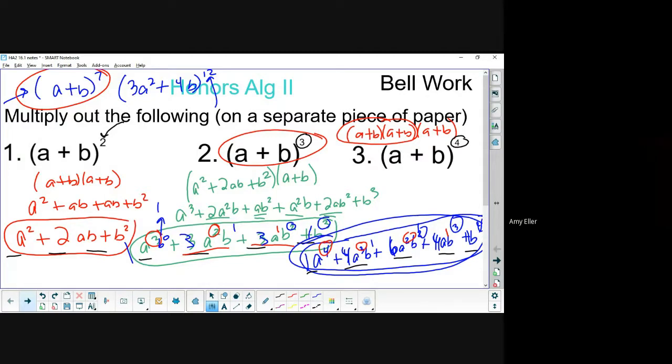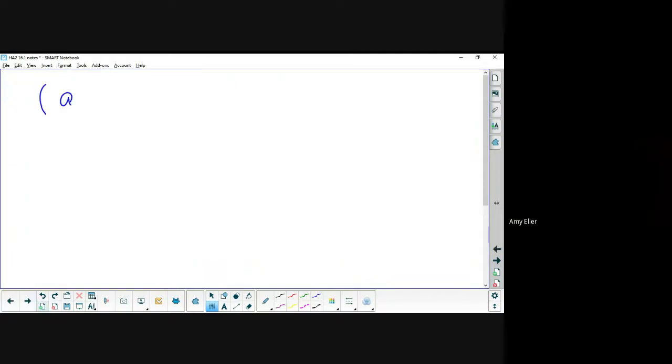Let's try a new one. Let's try on your scratch paper, a plus b to the 7th. We'll do this one and hopefully one more, and then we will understand it after that. On our scratch paper, because it's going to be kind of lengthy. We are not going to expand it out 7 times. That's going to take too much time.